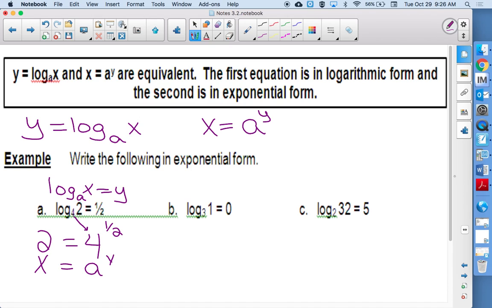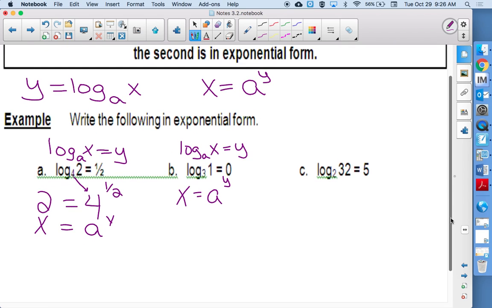Looking at the next one, we have log base 3 of 1 equals 0. So log base A of x equals y. Our goal is to write it as an exponent. Lauren, what would log base 3 of 1 equals 0 look like? 3 to the 0 equals 1. Does 3 to the 0 power equal 1? Yes. Again, it should make sense. 3 to the 0 power is equal to 1.